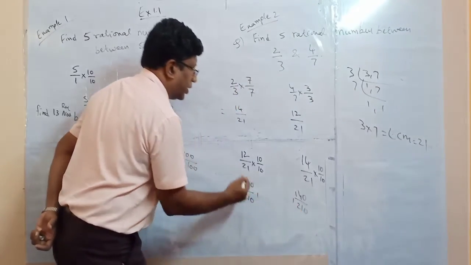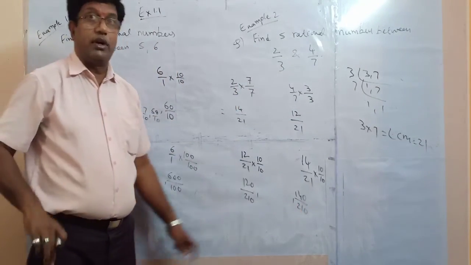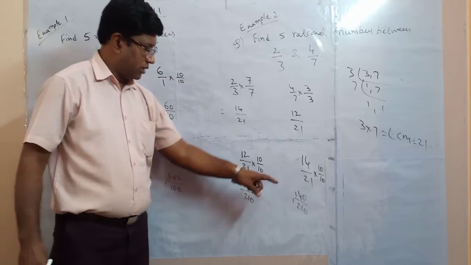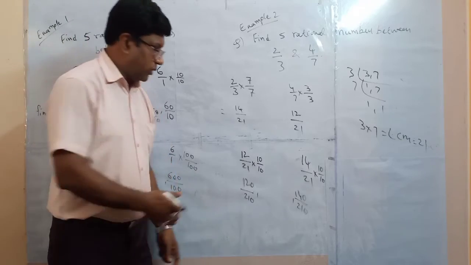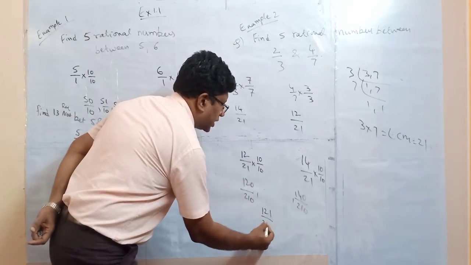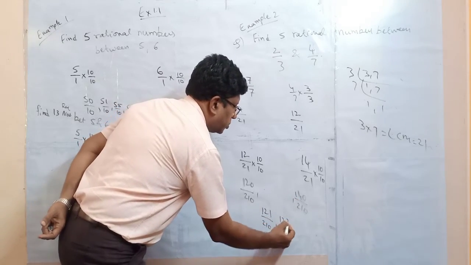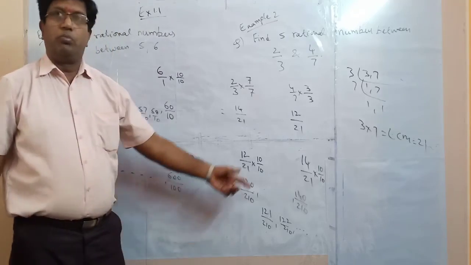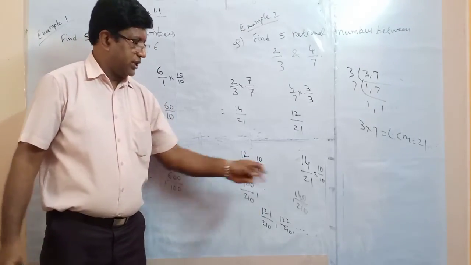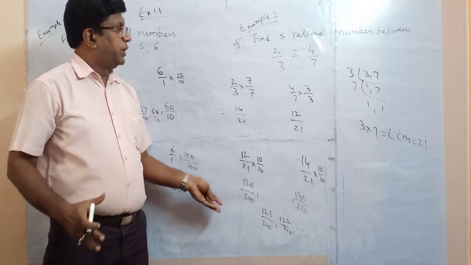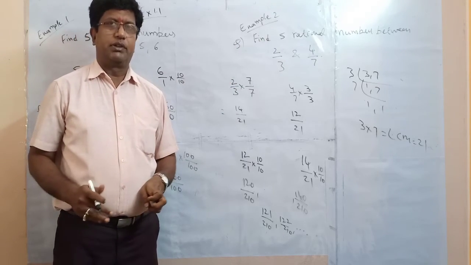I hope you can find out whatever numbers you want. You can write down the numbers. It is 5 rational numbers between 2 numbers now. That is 121. Example, I am giving only 2 of them. So 121 by 210, 122 by 210, up to below 140. Whatever number you want, you can choose, and thus you can find 5 rational numbers between the given 2 numbers. Clear?